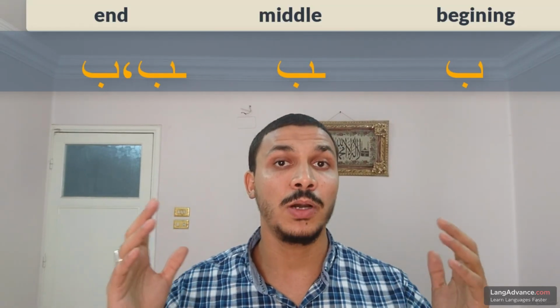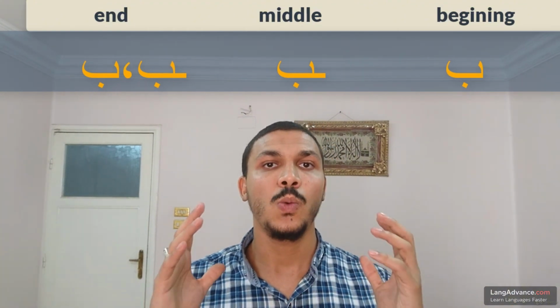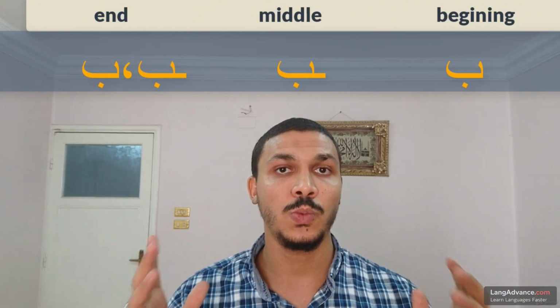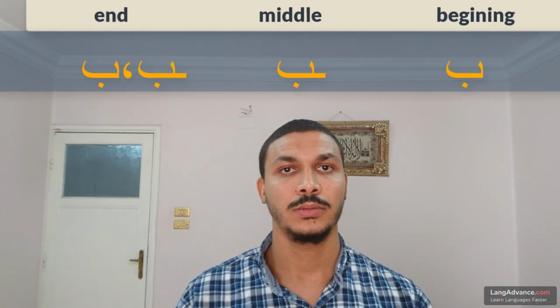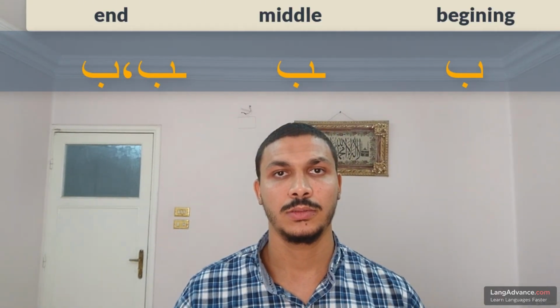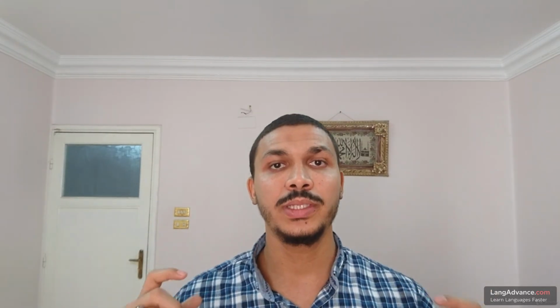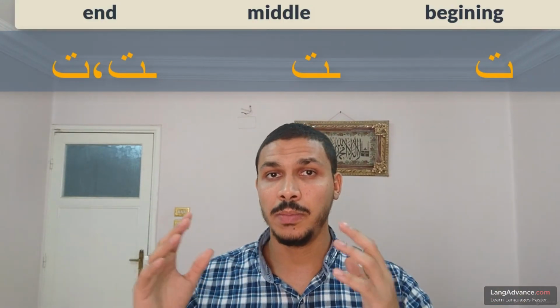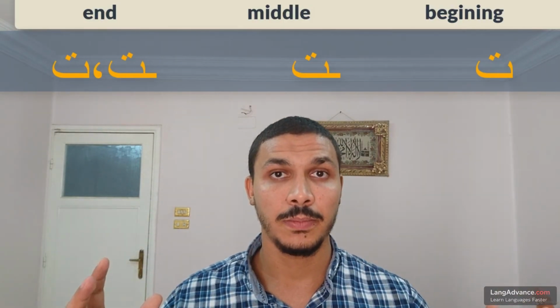Try to keep them by your heart. This will help you easily to recognize what letter is this while you're reading Arabic. Now let's go to Ta. Ta beginning, Ta middle, Ta at the end. By the way, Ba and Ta are the same shapes. All right, now let's go to Tha.